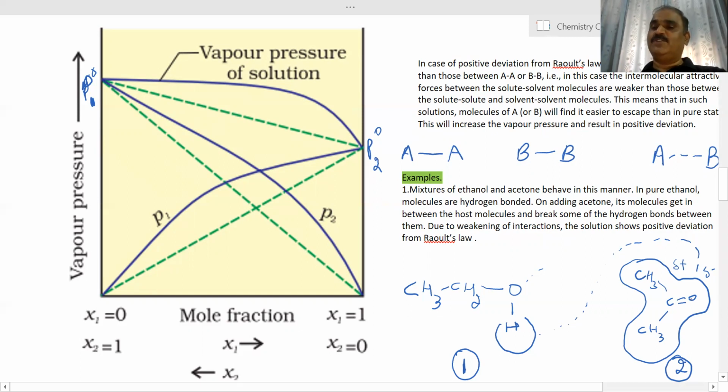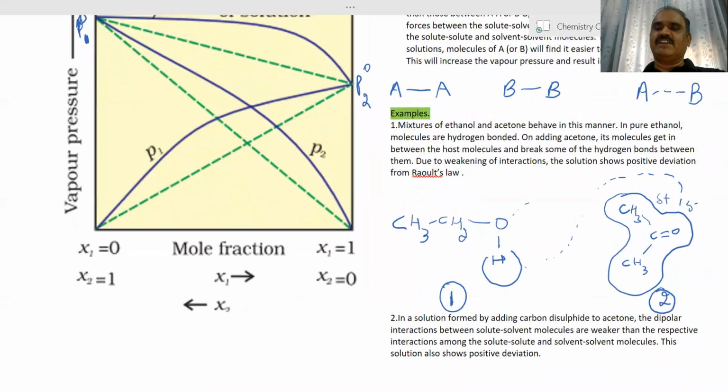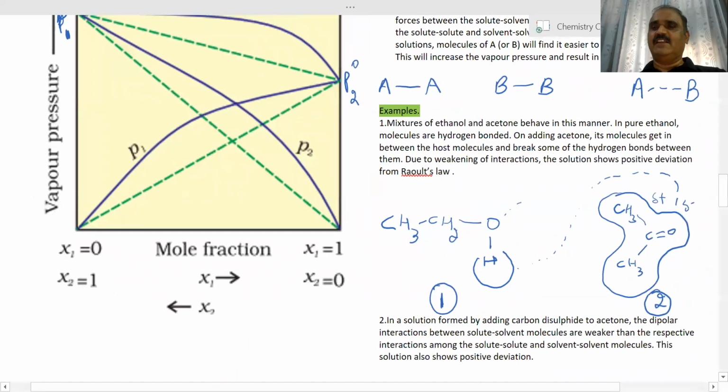That means interactions between alcohol molecules were stronger. But when acetone molecules came in between these molecules, the stronger H bondings dissociated. That is why now AB interactions are weaker, as I represent here: AB interactions are weaker than AA and BB. Earlier AA molecules were held strongly, BB were held strongly. Now these are held less strongly.